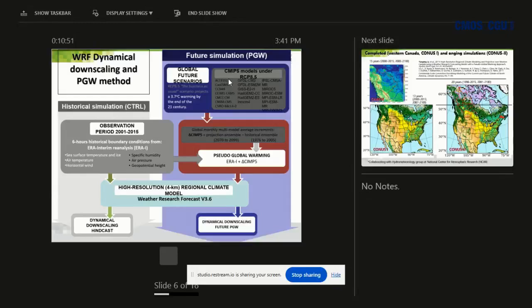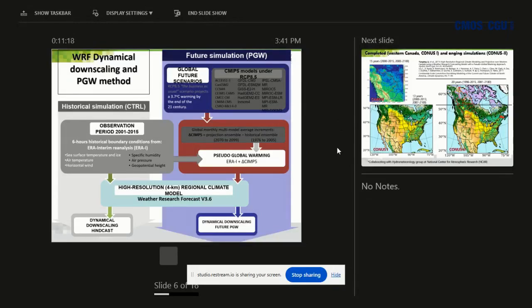And by that, we are able to simulate the future climate. So with this technique, we completed the Western Canada simulation. That's one simulation we finished, which is the one used for GWF.